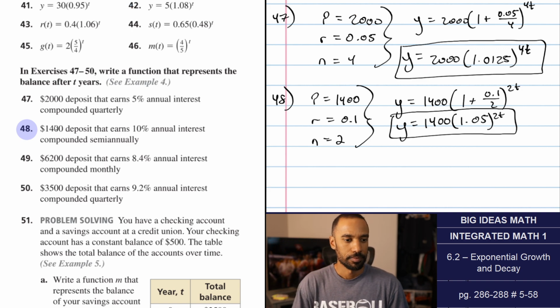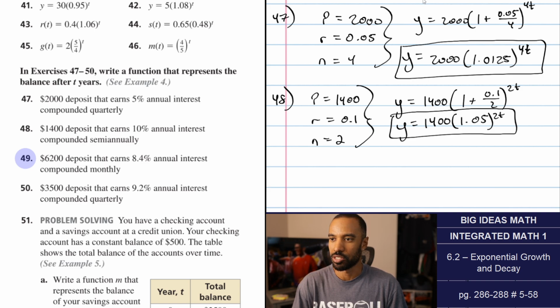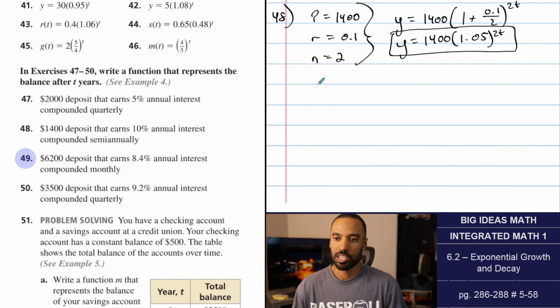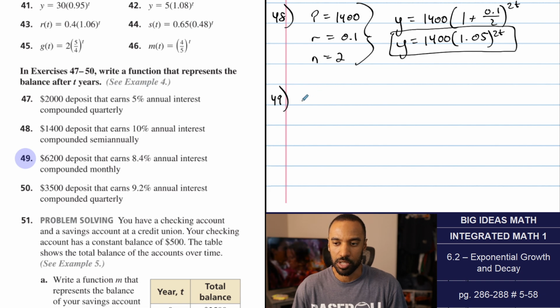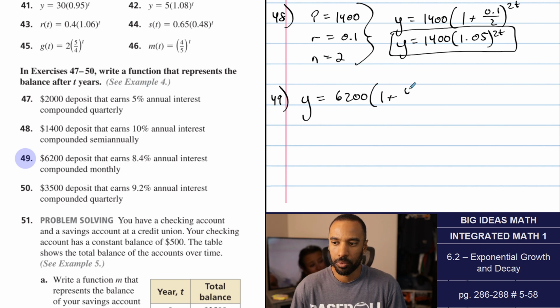Number 49, $6,200 deposit that earns 8.4% annual interest compounded monthly. Okay, I think at this point, we're pretty well aware of what we're substituting where. Initial, percentage change, and compounding. Compounded monthly, your N is 12 times a year. So let's see if we can work this one out. Y equals 6,200 times 1 plus 0.084 over 12 raised to the 12t power.